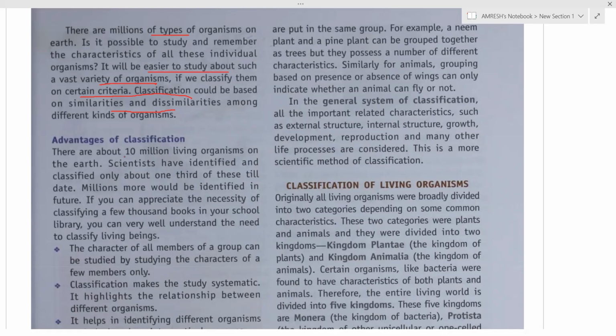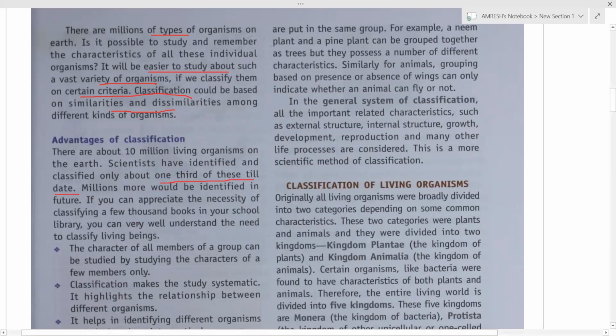Still, we will study more. There are about 10 million living organisms on Earth. Scientists have identified and classified only one third of these till date. More than half, about two-thirds of the living organisms are still not discovered. Millions more would be identified in the future.